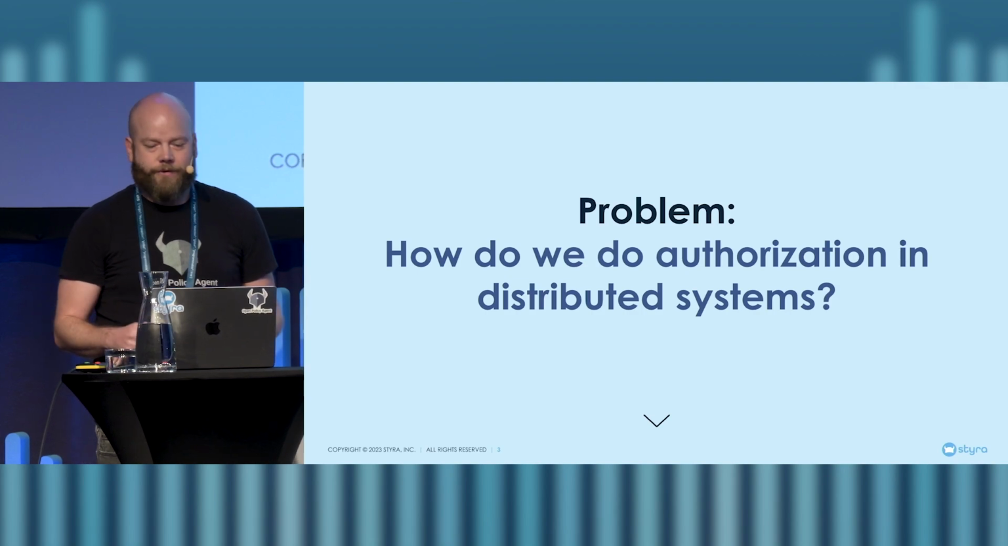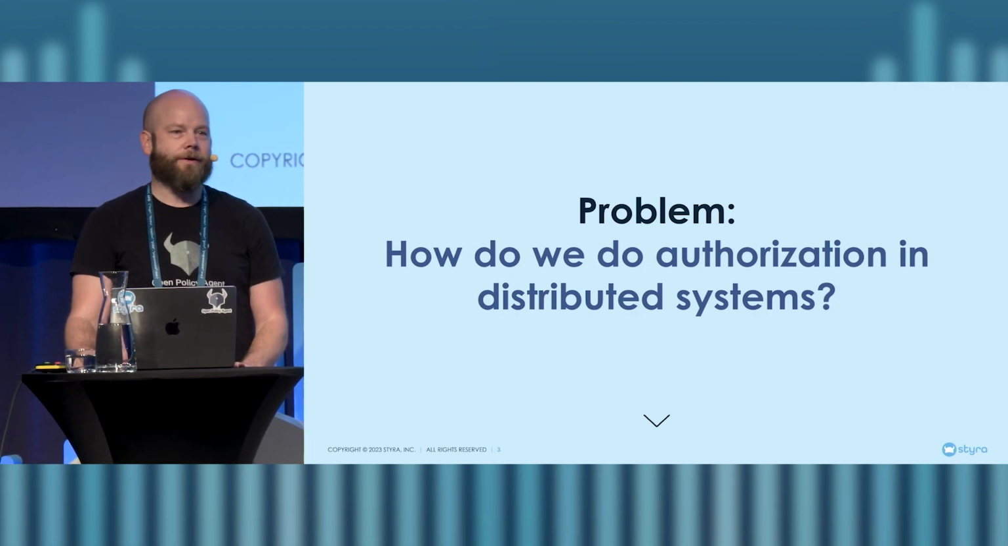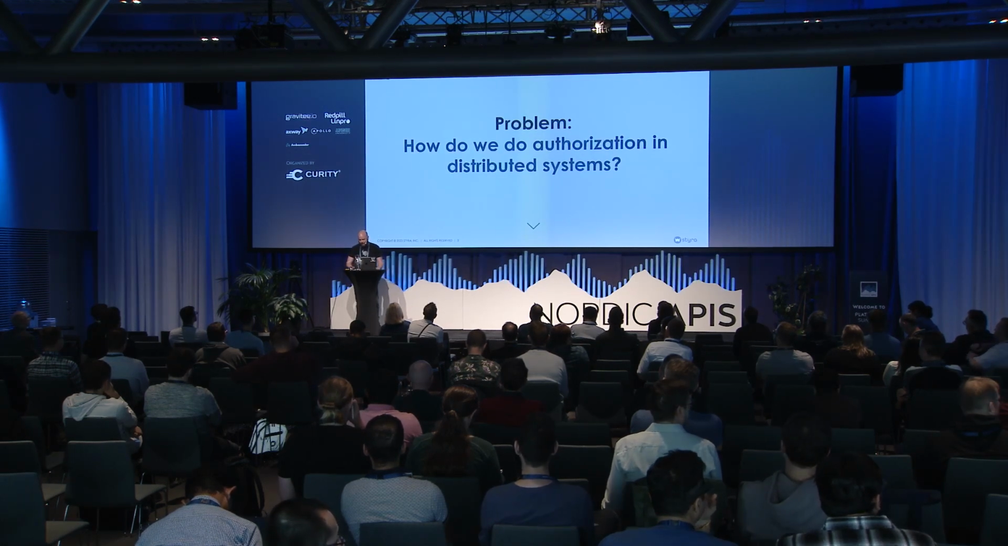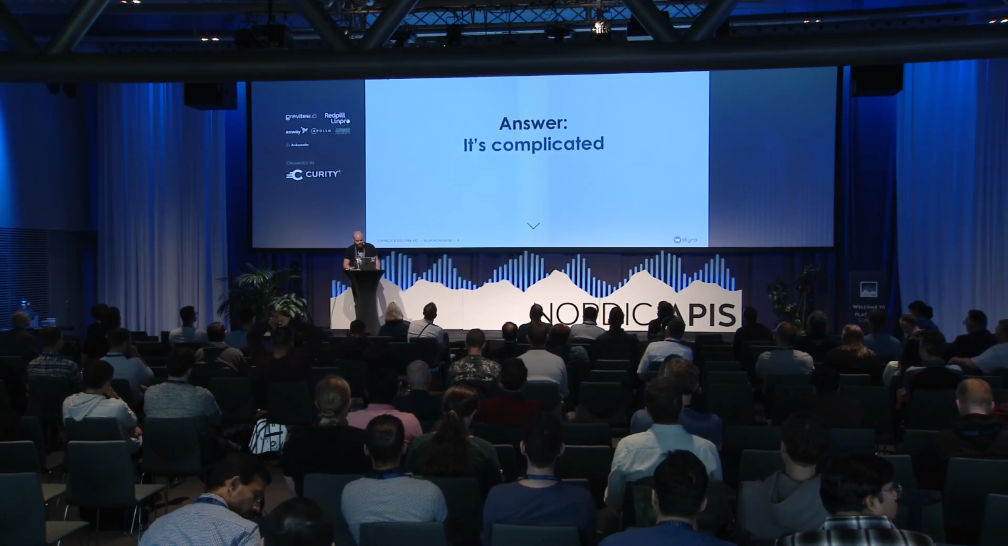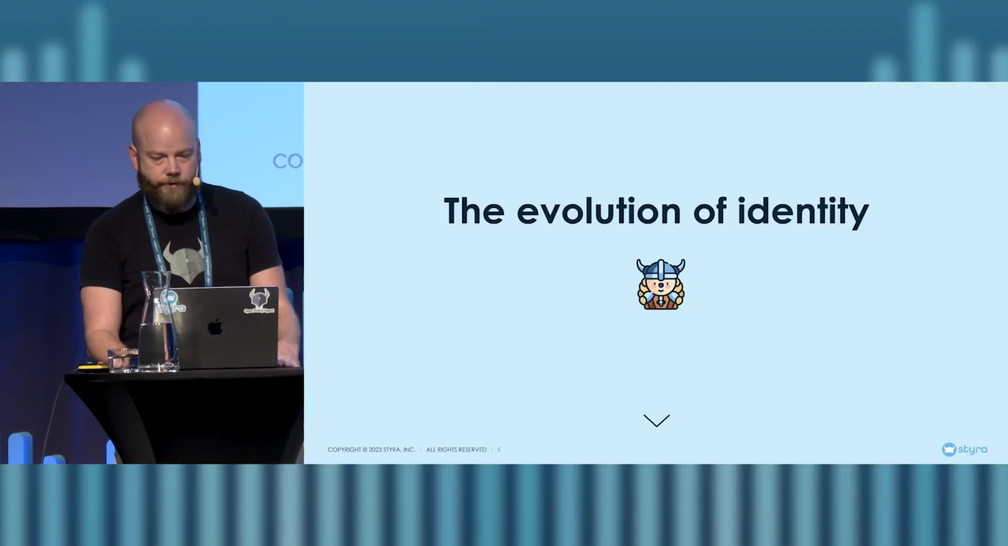So we just heard a talk about authorization. So I figured distributed authorization would be my angle on this. So how do we do that? It's pretty complicated. Since my background is in identity, I figured that is a good place to start out from.